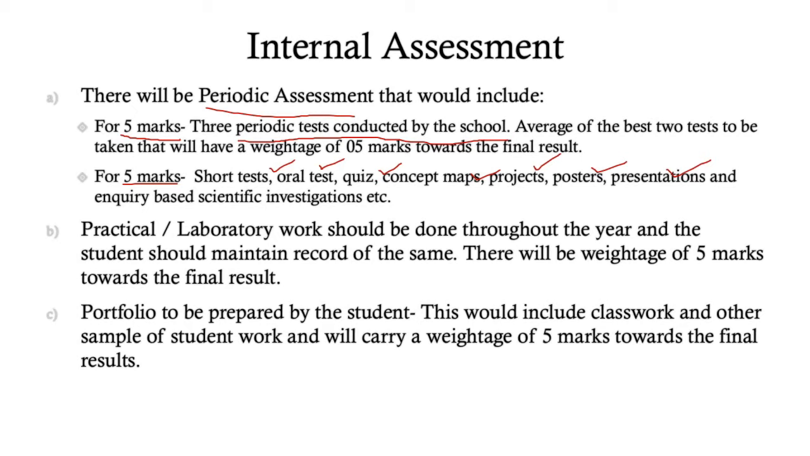Now the third one is the portfolio that has to be prepared by the student. This includes mainly the classwork, homework and other samples of students' work, and this will carry a weightage of 5 marks for the final results. So you have 10 marks here, 5 marks here, and the remaining 5 marks here, so a total of 20 marks. These are your assessment areas for the internal assessment of 20 marks for your science.